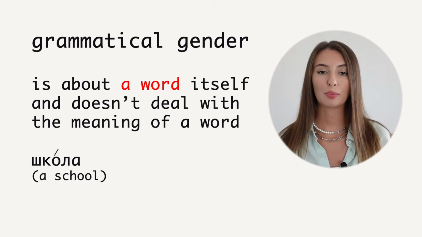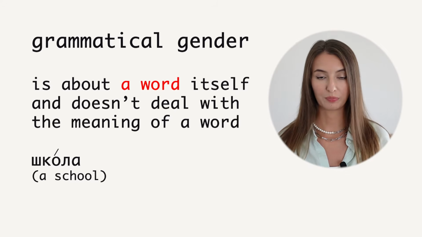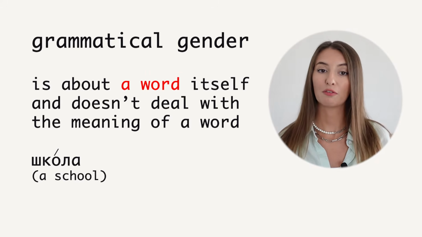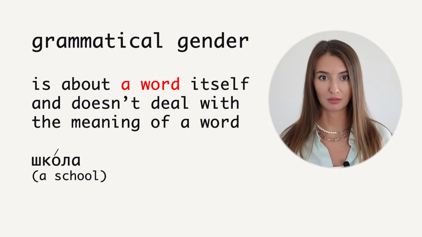Grammatical gender is about a word itself and doesn't deal with the meaning of a word. For example, the noun школа, a school, is feminine, even though it has no relation to a female person. In most cases, the grammatical gender is easily identified by the ending of a word in the nominative singular. Nominative is a basic case. All Russian nouns are given in dictionaries in the nominative case. This is the so-called first form of a noun.